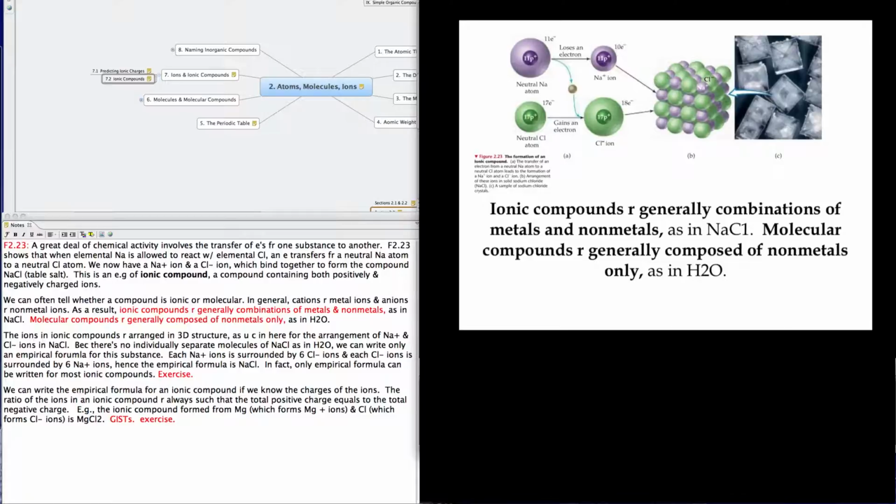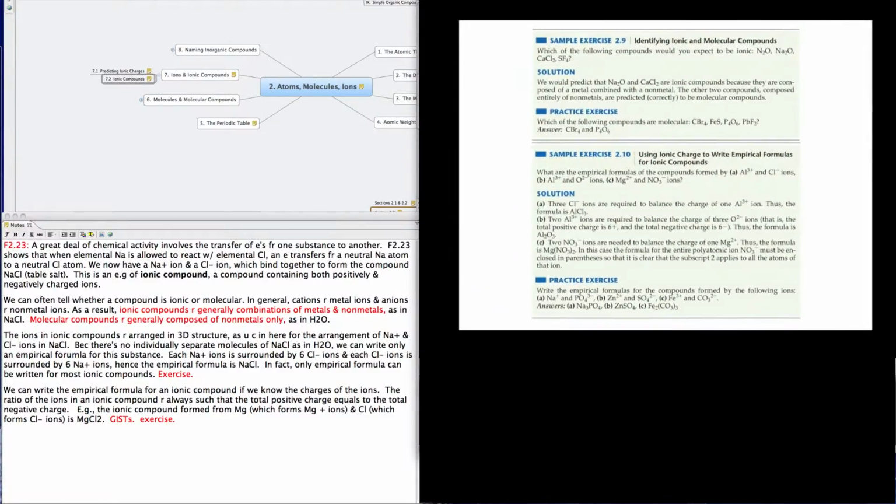Here is an exercise. We can write the empirical formula for an ionic compound if we know the charge of the ions. The ratio of the ions in an ionic compound is always such that the total positive charge equals the total negative charge. For example, consider the ionic compound formed from magnesium, which gives magnesium cations with +2 charge, and chlorine, which forms the chloride anions. The ionic compound formed from these two elements is MgCl2.